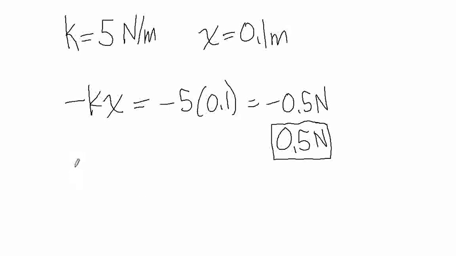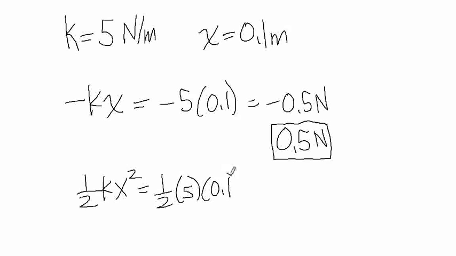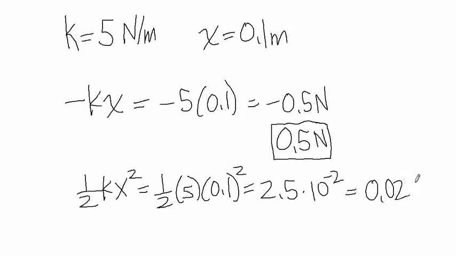And now let's calculate the spring potential energy. That's 1/2 kx squared. So 1/2 times 5 times 0.1 squared. That's equal to 2.5 times 10 to the minus 2, or 0.025 joules. Okay?